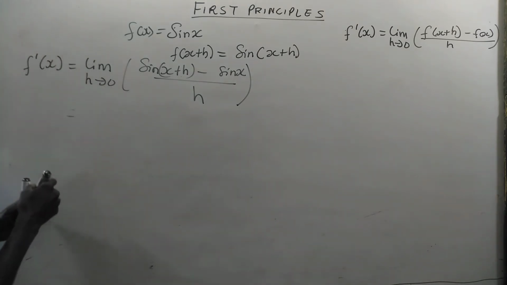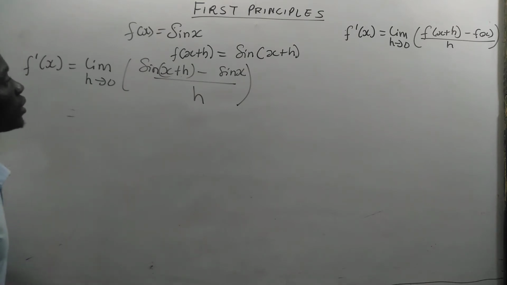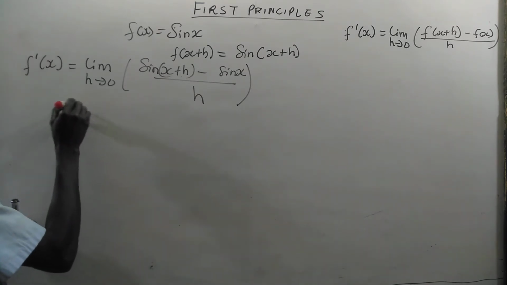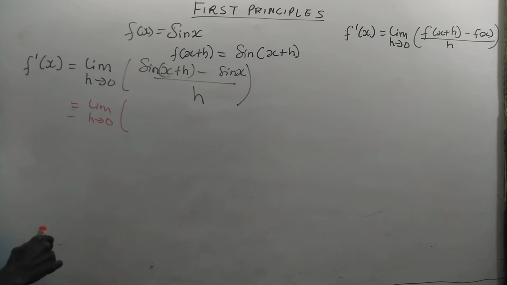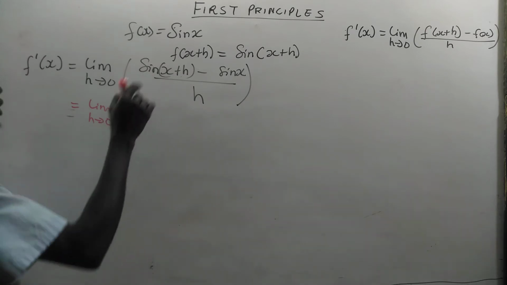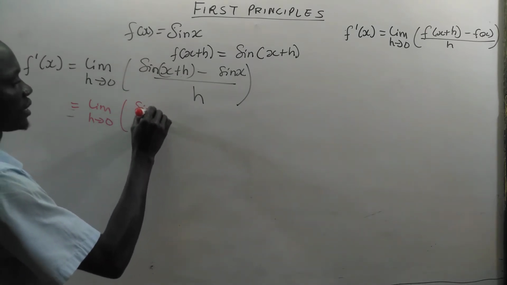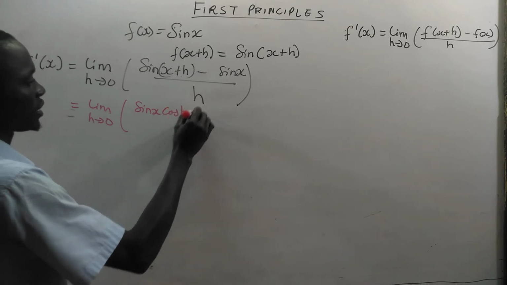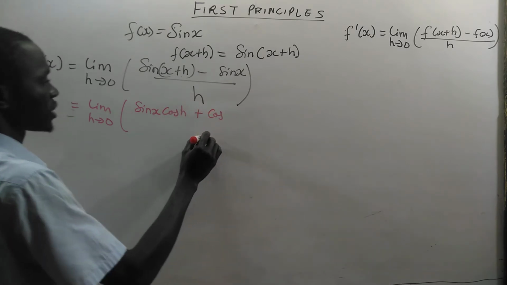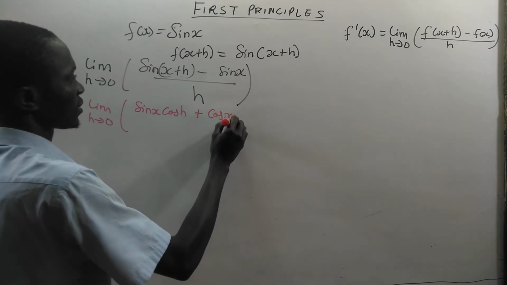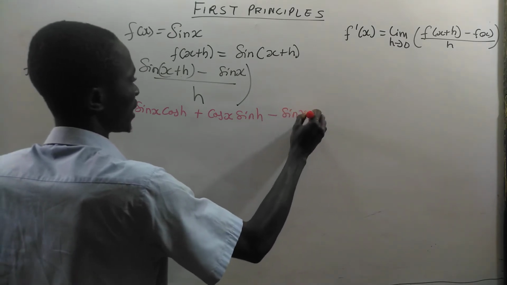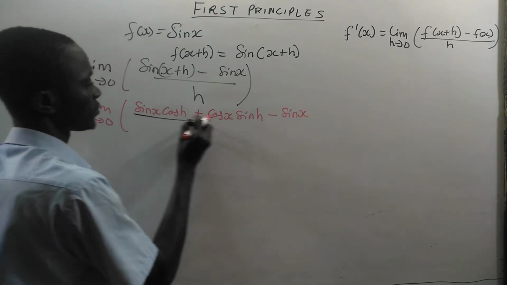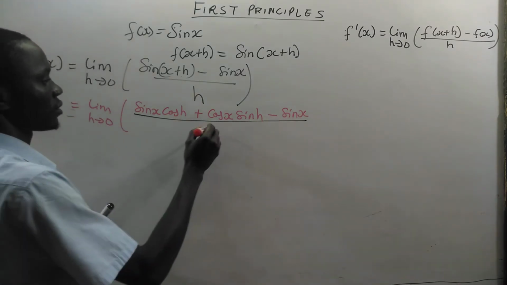Now this is the same as the limit as h approaches 0, then we expand sine x plus h using the sum angle formula. We have sine x cosine h plus cosine x sine h, minus sine x, divided by h.